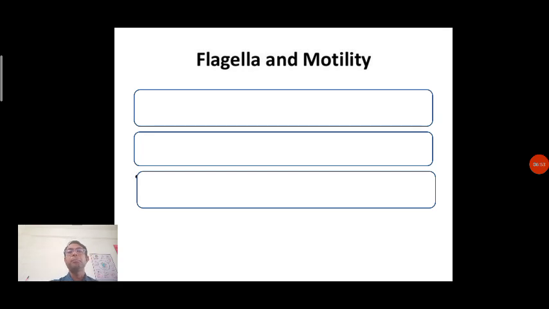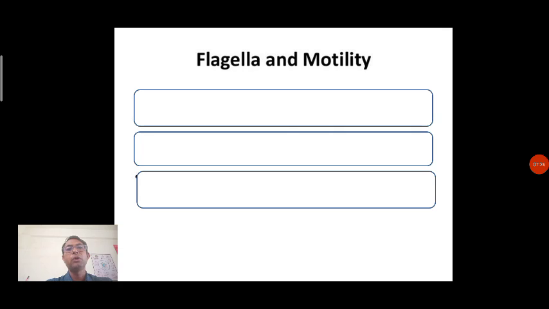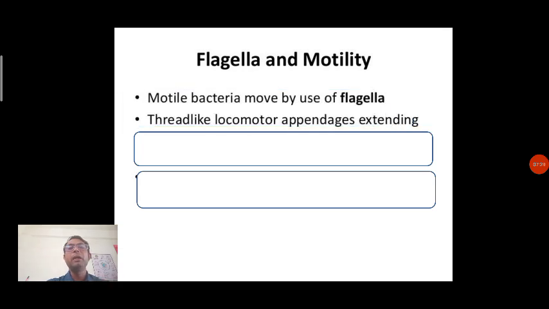Now the next thing is flagella and motility. As we know, bacteria are very small, microscopic structures, but though they are microscopic, some bacteria show motility. They move from one place to another, particularly in a liquid medium. For this, they use flagella, or flagella-like structures, for motility. Motile bacteria move by the use of flagella.